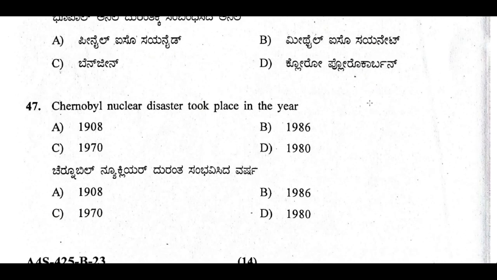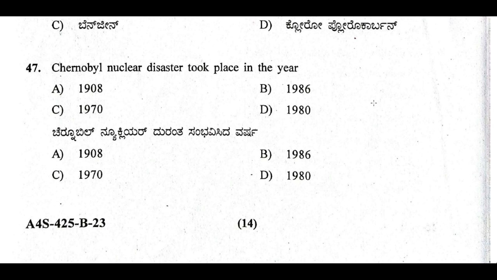Question number 47. The Chernobyl nuclear disaster took place in the year, option A 1908, option B 1986, option C 1970, option D 1980.